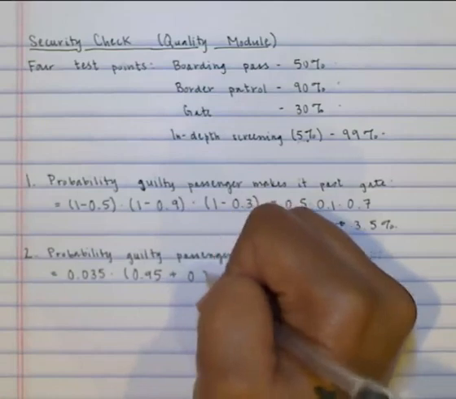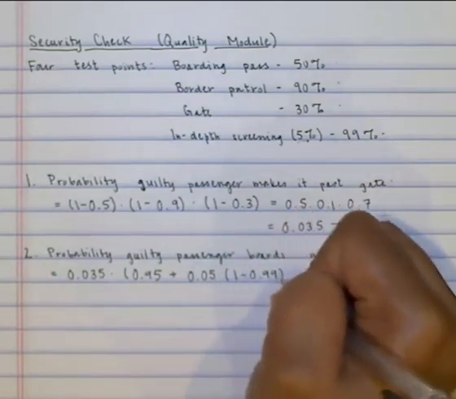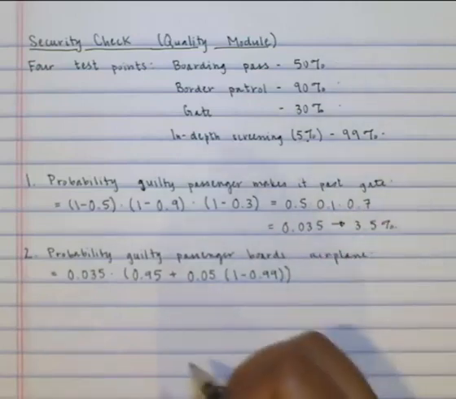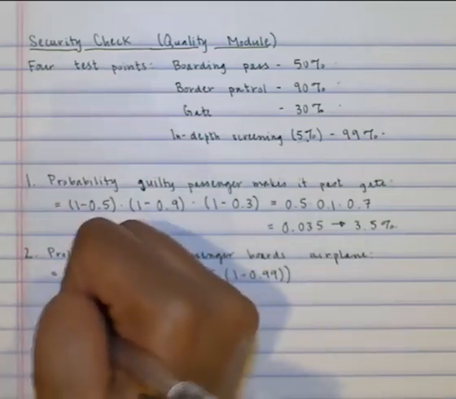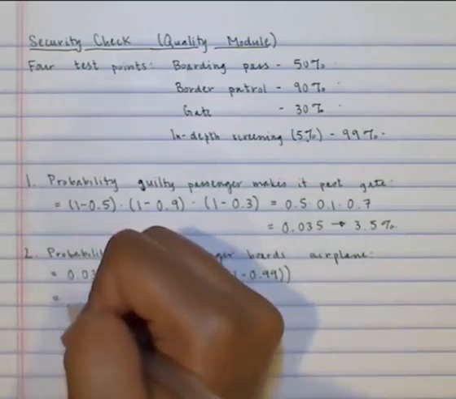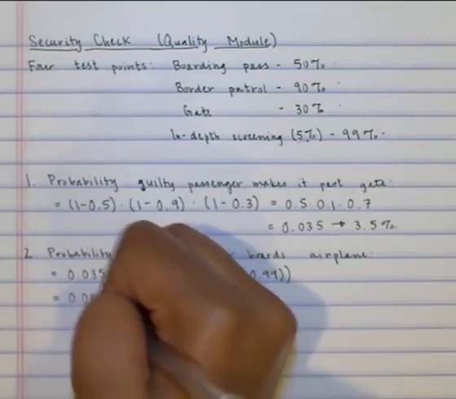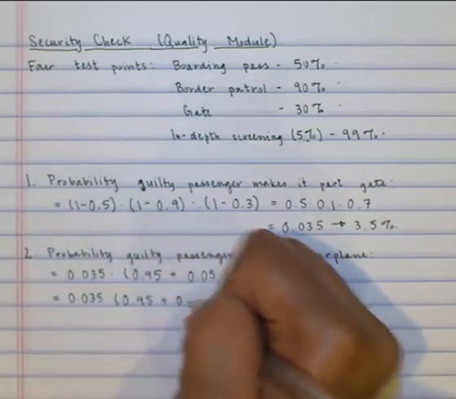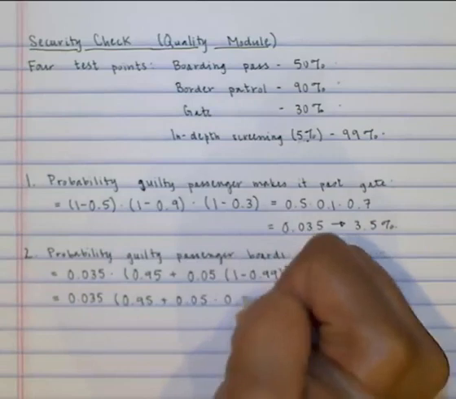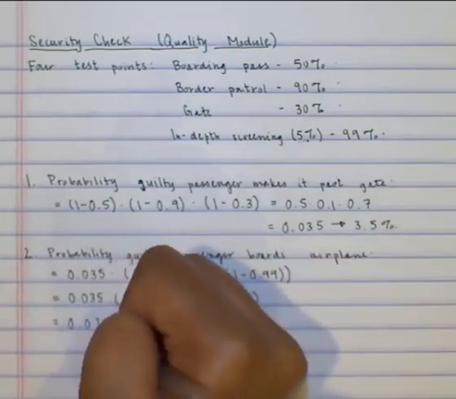plus 0.05 times 1 minus 0.99 for the 5% chance the passenger is selected for screening, times the probability the violation is caught. Notice that I have 2 sets of parentheses here, so we need to be mindful of order of operations. This simplifies to 0.035 times 0.95 plus 0.05 times 0.01, which is 0.0332675, or about 3.3%.